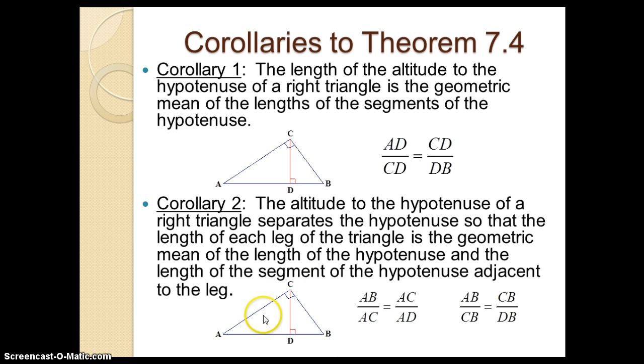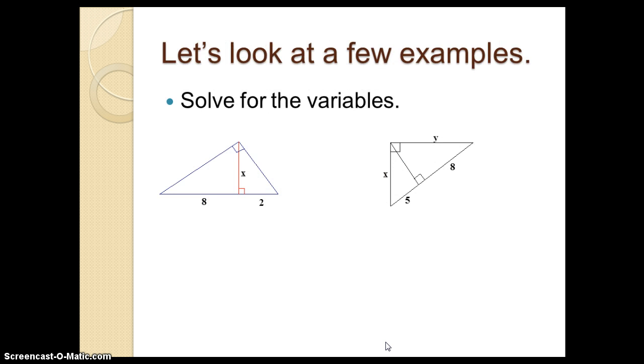Because the length of the leg, for example, AC, is the geometric mean of AB, the entire hypotenuse, to the piece of the hypotenuse touching the leg, AD. So this length is the geometric mean of the whole to the part. And we can do the other side too. This leg is the geometric mean of the whole hypotenuse to the segment of the hypotenuse that touches that side. So a couple more examples to look at.